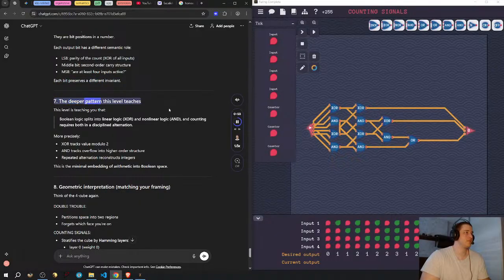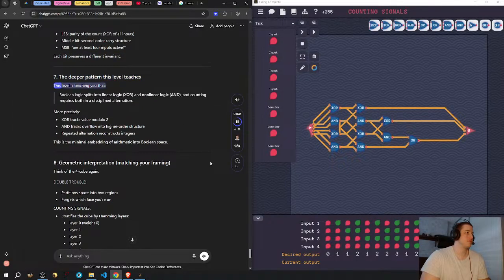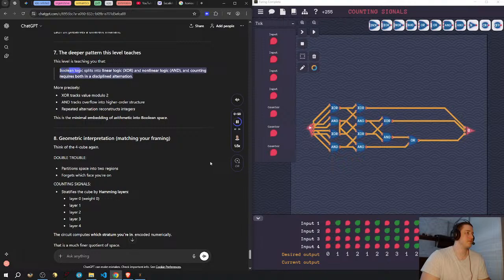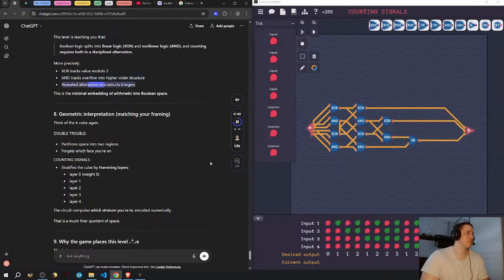7. The deeper pattern. This level is teaching you that Boolean logic splits into linear logic, XOR, and nonlinear logic, AND, and counting requires both in a disciplined alternation. More precisely, XOR tracks value modulo 2, and AND tracks overflow into higher order structure. Repeated alternation reconstructs integers. This is the minimal embedding of arithmetic into Boolean space.